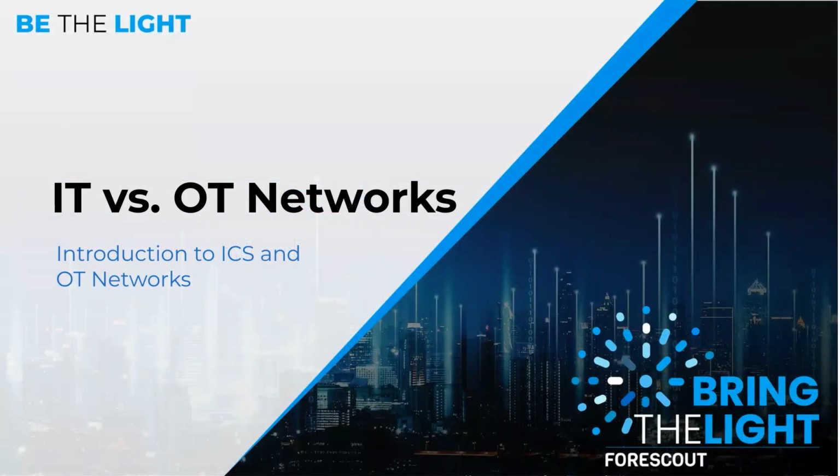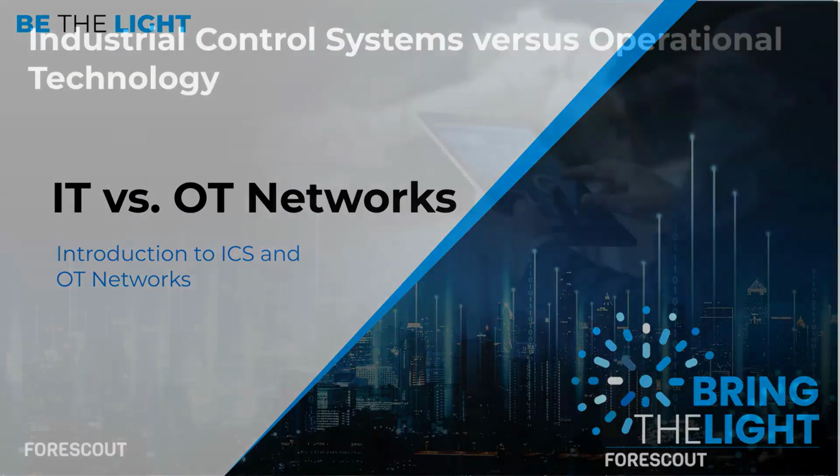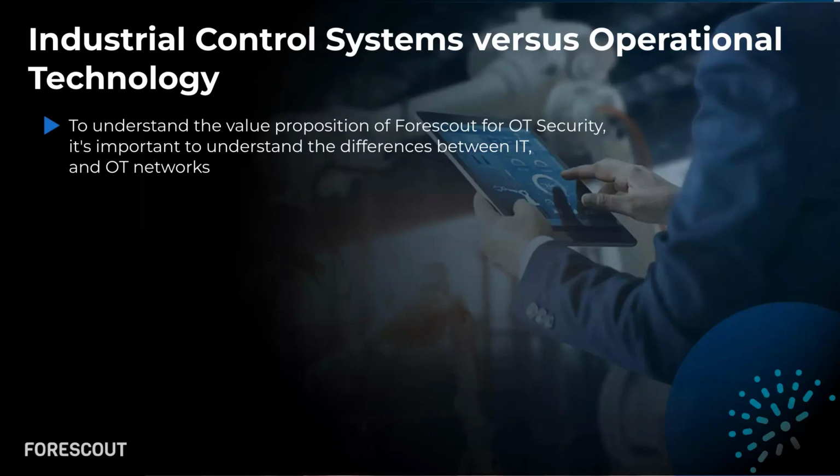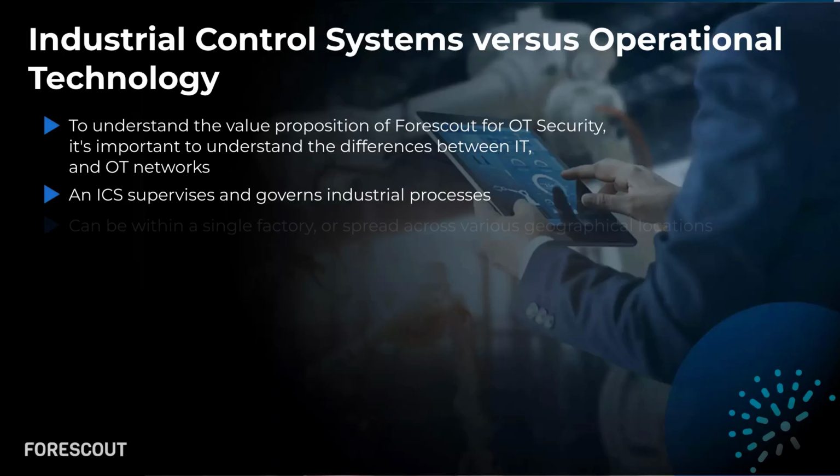In the final lesson, we'll explain the differences between IT networks and OT networks. To understand the value proposition of Forescout for OT security, it's important to understand the differences between IT and OT networks. First, as a reminder from Lesson 2, an industrial control system supervises and governs industrial processes, such as a car manufacturing unit, an electricity grid, or a city's transportation system.